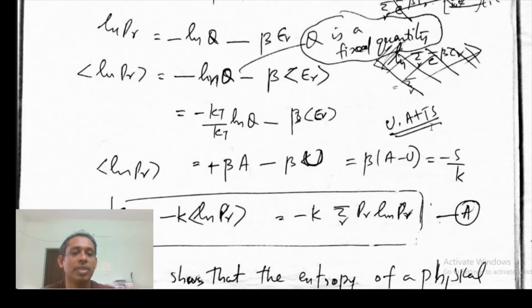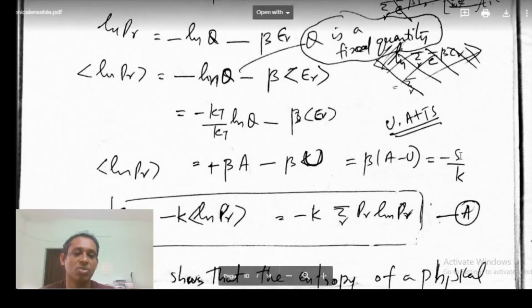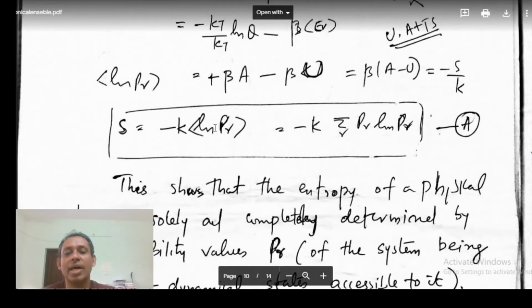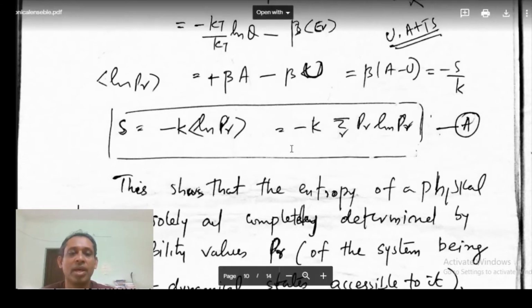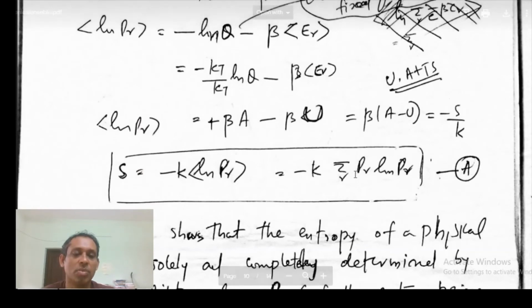Now U, we know that is A plus TS. So A minus U by T is minus S. So minus S by K. So the mean value of log PR is equal to minus S by K, or S is equal to minus K, the average, actually the ensemble average of log PR. That is equal to minus K sigma R PR log PR. Okay, this mean value of log PR that we know, that is sigma R PR log PR.